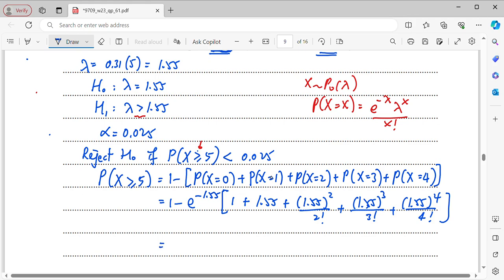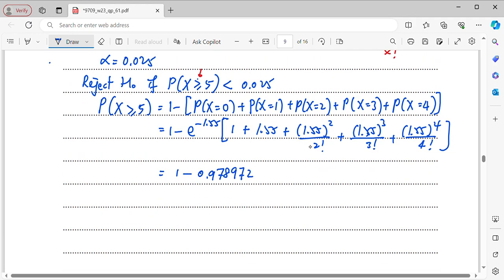Okay, then from here you will be getting 1 minus, let's say I calculate the value, 0.978972. That is the probability of the brackets. Right, so now it will be 0.021028, and now I round to 3 significant figures. That will be 0.0210, which is less than alpha. Okay, because your alpha is 0.025. Right, or probably I will just write less than 0.025.